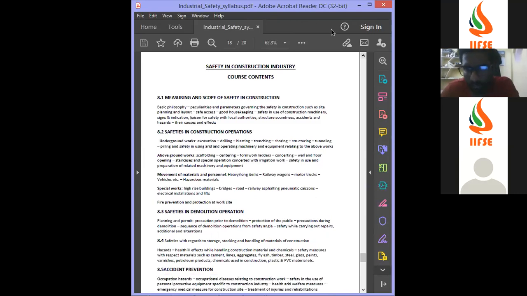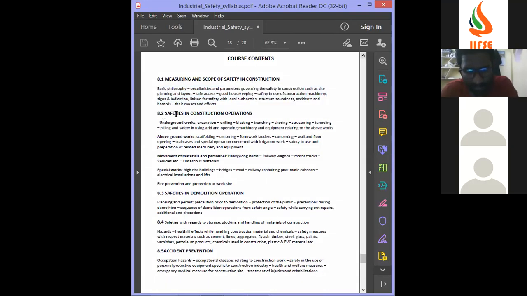So here we have measuring scope and safety in construction, basic philosophy, particulars and parameters governing the safety in construction site, and safe access, housekeeping. These are the measuring and scope of this, the introduction part actually. See, from here the core concepts get started. Okay, safety in construction operations.